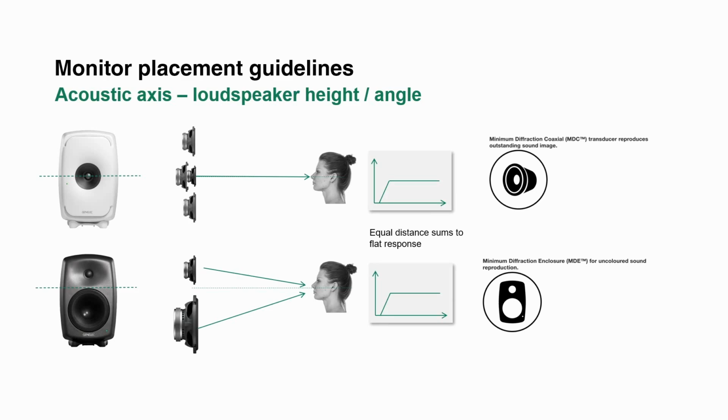With our two-way products, because we're dealing with two separate drivers, we've got a tweeter and a woofer that exist on a slightly different plane. It takes a certain amount of distance for them to align. So we have to take into consideration the alignment distance for our two-way products.